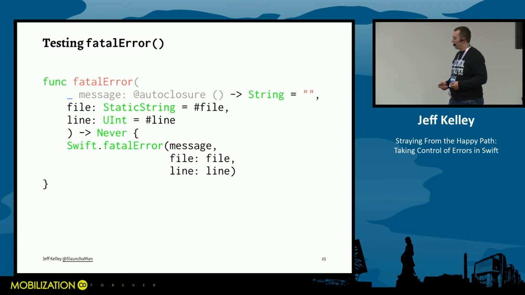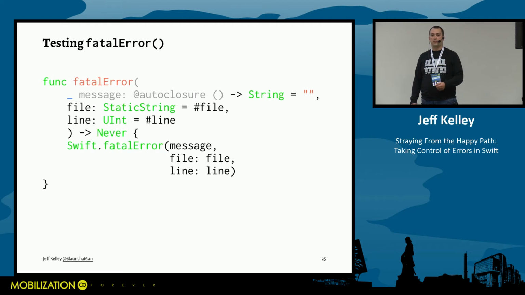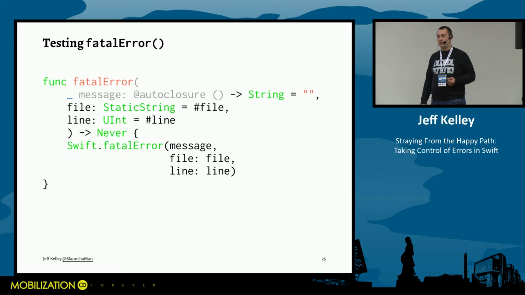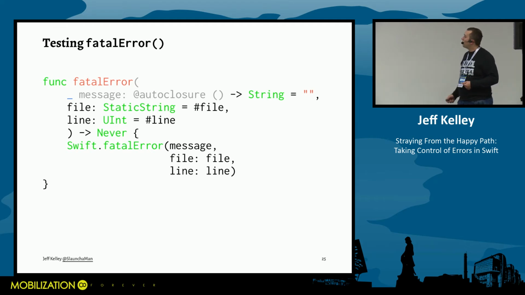And it returns Never. And Never is an interesting return value. This basically means that if you call this, it's guaranteed that you will never leave this method. And of course, fatalError meets that, because if you call fatalError, your app is done. You're not getting out of it. And in fact, all we're going to do in here is call the real fatalError. We're going to call Swift.fatalError.